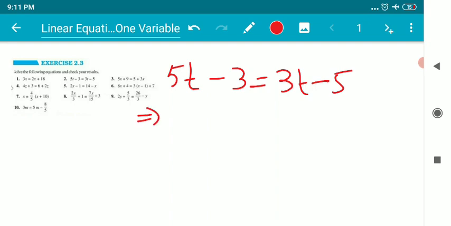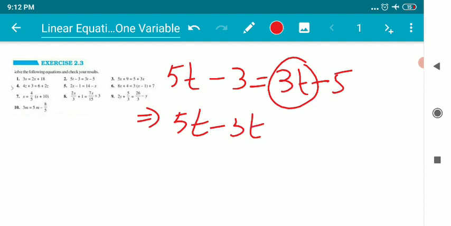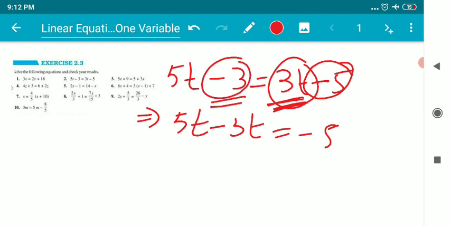Children, a similar process is to be used over here also. I'll keep this 5t on the left hand side, and I'll transpose this 3t from the right hand side to the left hand side. It's going to be minus 3t as it was plus 3t, because the sign in front of 3t is nothing. Nothing means plus. So the moment we transpose any number from one side to the other side, the symbol changes. It was plus 3t, it will become minus 3t over here. Equal to sign. Minus 5 was on the right hand side from the beginning, so it will remain as it is. And minus 3 will be transposed to the right hand side, it will become plus 3.